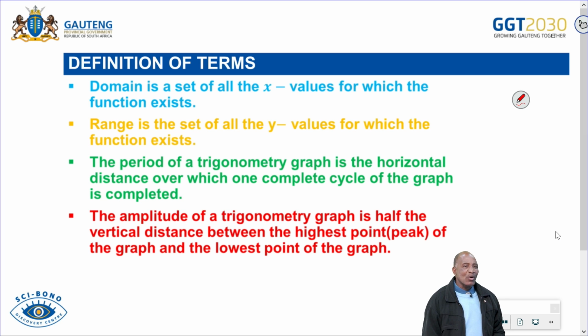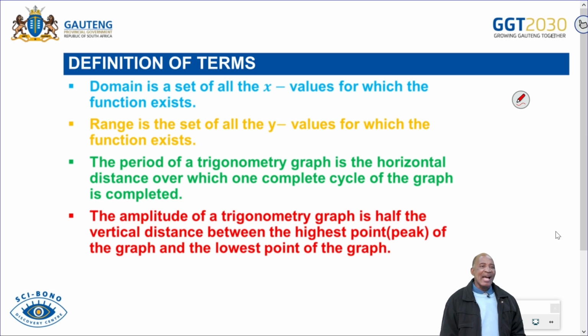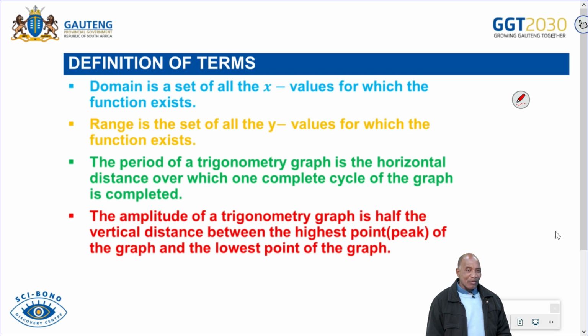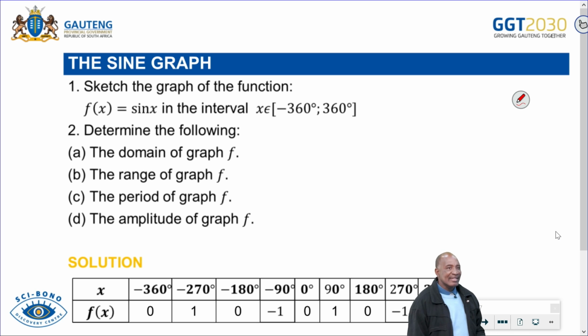Then the amplitude of a trigonometric function is half the vertical distance between the highest point, which is the peak of your graph, and the lowest point of that particular graph. We are focusing on the vertical distance.